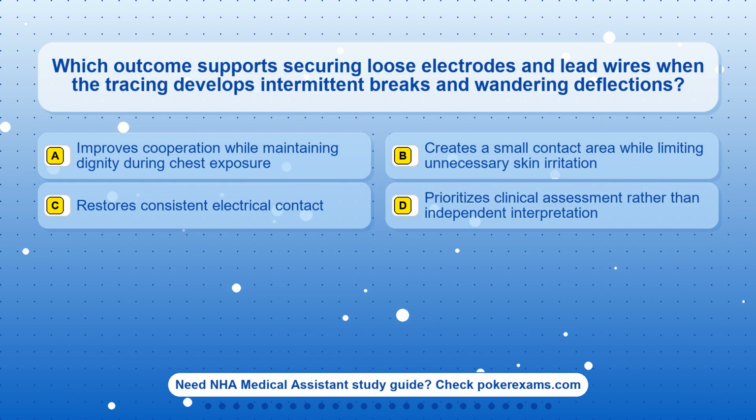Question 3. Which outcome supports securing loose electrodes and lead wires when the tracing develops intermittent breaks and wandering deflections? Option A. Improves cooperation while maintaining dignity during chest exposure. Option B. Creates a small contact area while limiting unnecessary skin irritation. Option C. Restores consistent electrical contact. Option D. Prioritizes clinical assessment rather than independent interpretation.